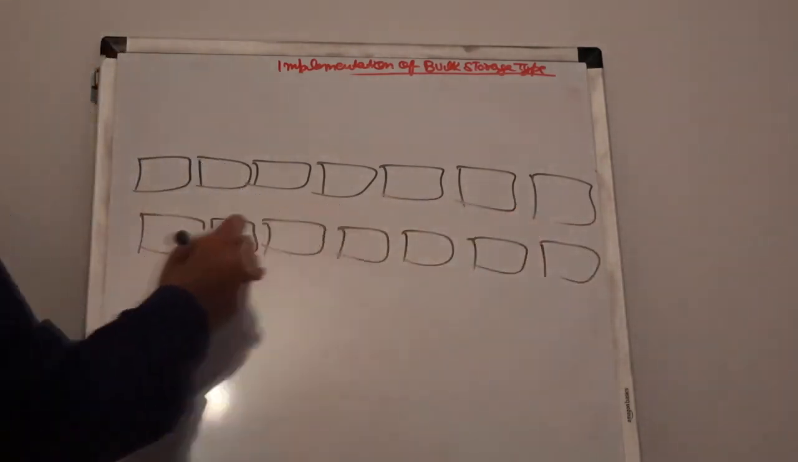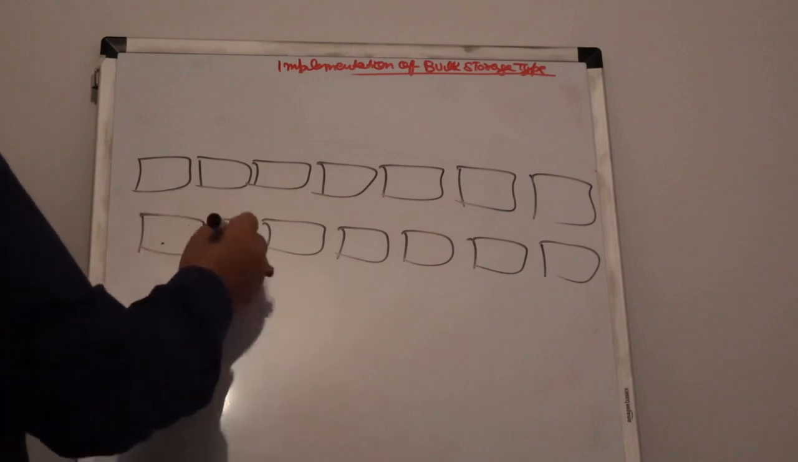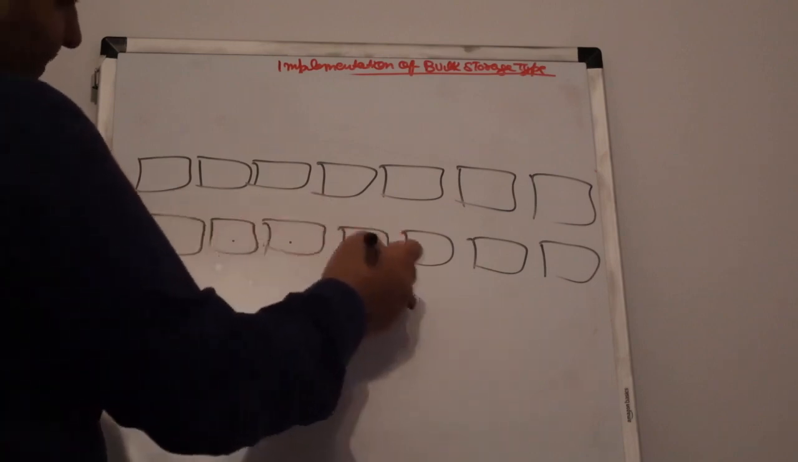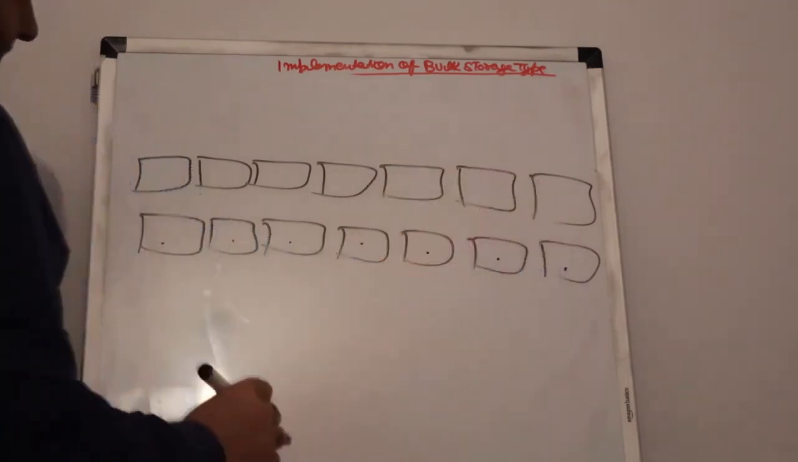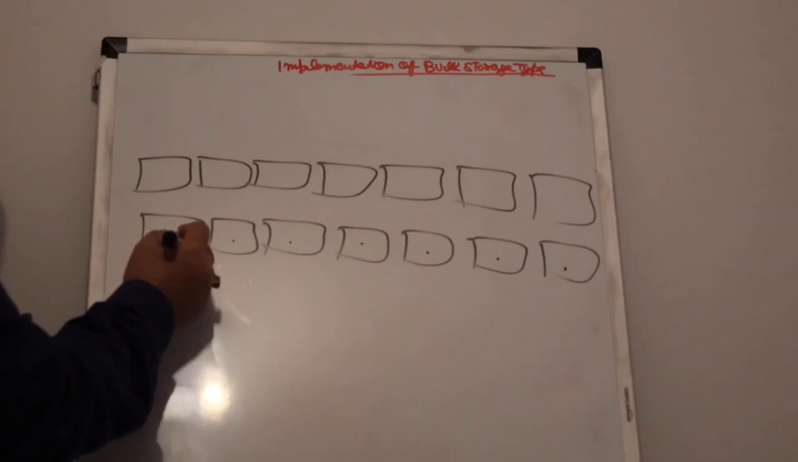So we have the level 1. So stack 1, level 1. Stack 2, level 1. Stack 3, level 1. Stack 4, level 1. Stack 5, level 1. Stack 6, level 1. Stack 7, level 1. Because we have level 1, okay?